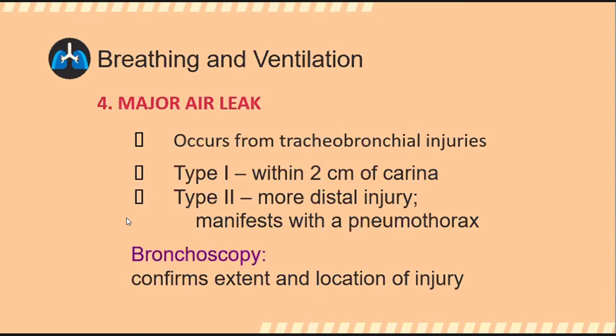Isa pa, yung tracheobronchial injury, causing air leak. So lalabas yung hangin from your tracheobronchial tree papunta sa pleural space causing pneumothorax. We have your type 1 and type 2. Type 1, 2 centimeters from the carina. Type 2 is more distal injury causing pneumothorax.